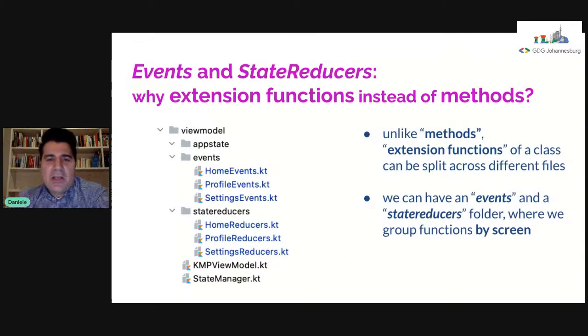Okay, one question. You might wonder why extension functions are not methods. Because methods need to be inside the same file, while extension functions you are able to define in different files. This is very handy for organizational purposes, because in the view model we can define two folders, one for events and one for state reducers. Inside each folder, we can create a file for each screen: one for home, one for profile, one for settings. We can group all the events, which are extension functions, so they can be split across different files. In this way, it makes our app's architecture and organization very simple and very clean.